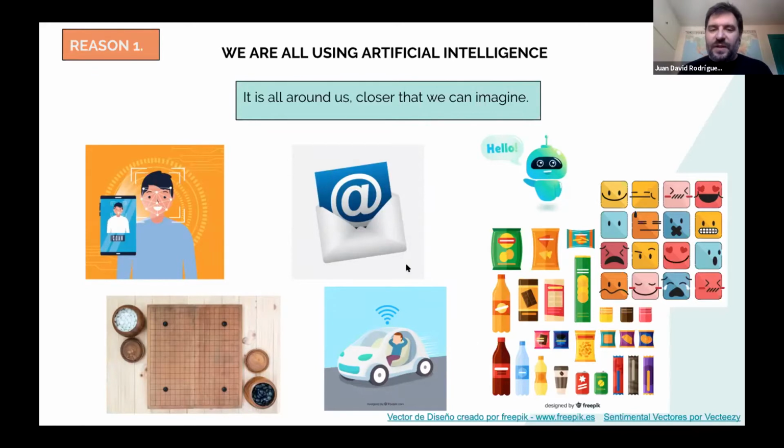We are all using, more or less consciously, applications which are based on artificial intelligence daily. Let's see some examples of them. For example, facial recognition, spam mail filters, conversational chatbots, computers playing, learning, and even beating world champions in complex games such as Go and chess, self-driving cars, product recommendation systems, sentiment analysis, language translation and recognition, and many more applications that are based on artificial intelligence and are being used daily by millions of people.